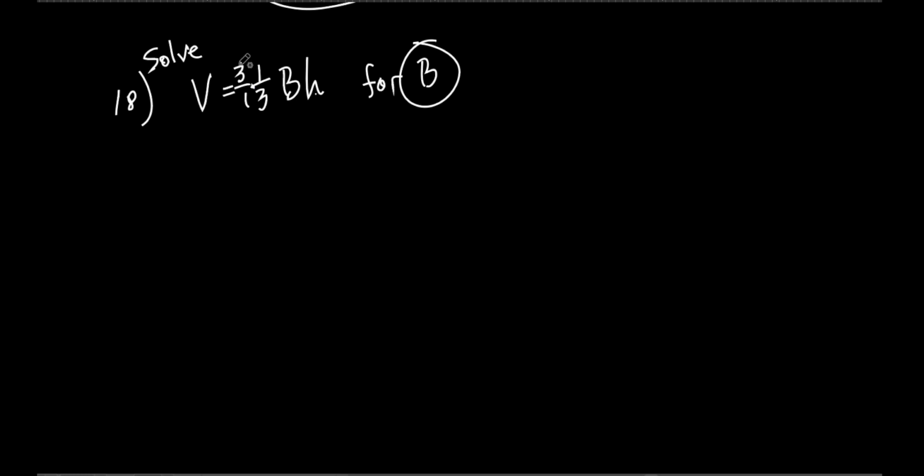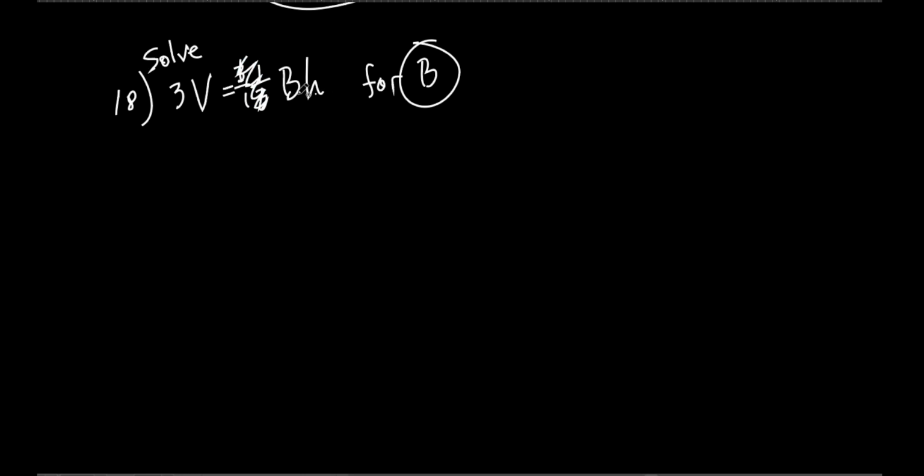Why did I do that? Well, I did that because the 3 and the 3 will cancel out. That's the whole reason that I did that. And I got rid of it. But if I multiply the right side by 3, I also have to multiply the left side by 3. So this right here just canceled out. So now I just have BH. And I'm trying to solve for B, so I need to get rid of the H.